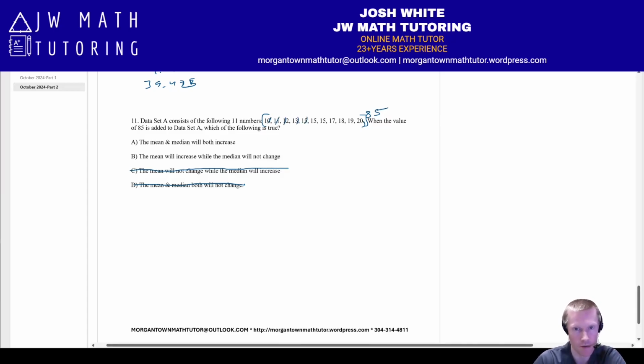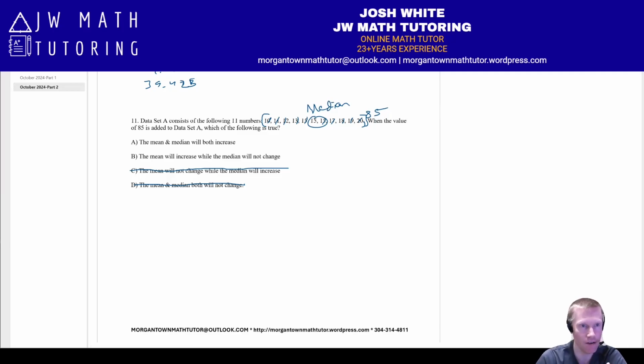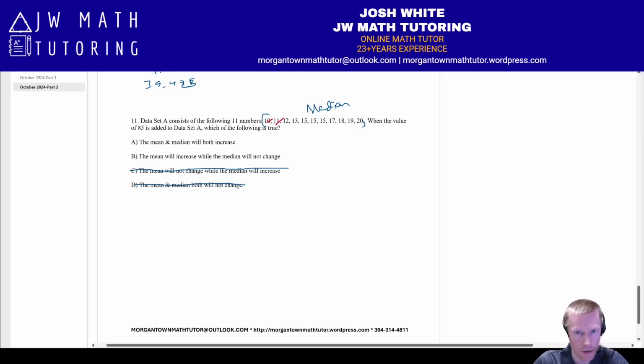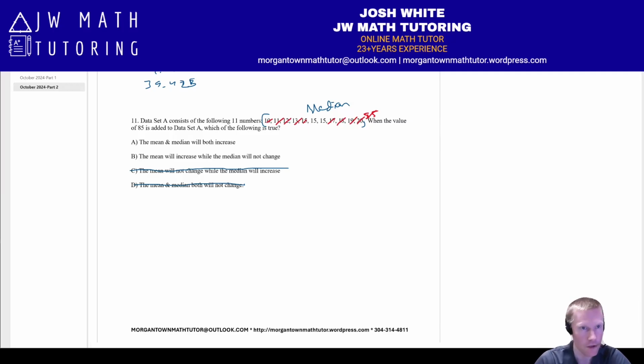Now the median for the original data set, the 11 numbers, so it would be 1, 2, 3, 4, 5, 1, 2, 3, 4, 5. This is the number right in the middle for our median. When we add 85, now what's going to happen is we're going to cross out basically 1, 2, 3, 4. Okay, so we got 85, 1, 2, 3, 4. What am I missing here? How am I still at 1, 2, 3, 4, 5? Oh, sorry, I missed this one. There we go. So now we are left with two numbers in the middle.